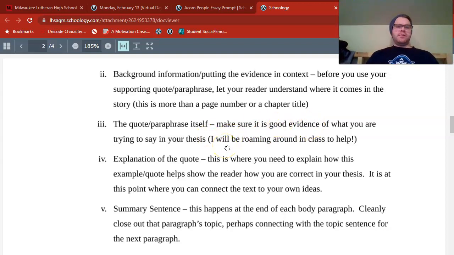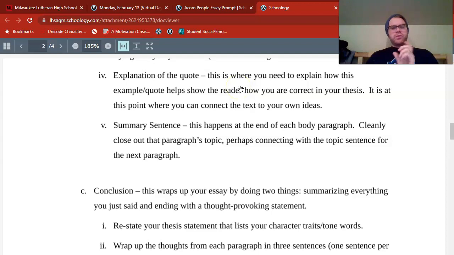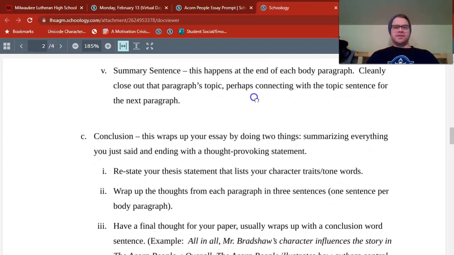So for instance, if I'm writing about Mr. Bradshaw, and I'm going to argue that he's a stern character, I need to find a good quote that he says, or an example of something that he does, something from the text in order to prove that point to be true. Commentary comes next. Again, explain the quote. This is where you're mostly working with your own words here. Explain to the reader how you're correct in your thesis. Again, connect the text to your own ideas there. And then each body paragraph is going to end with a summary sentence to tie everything together. Could possibly connect to the next paragraph as well.